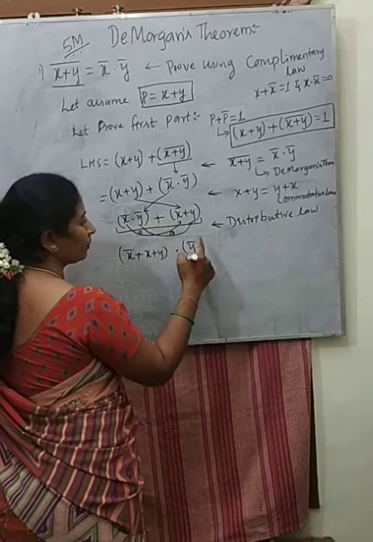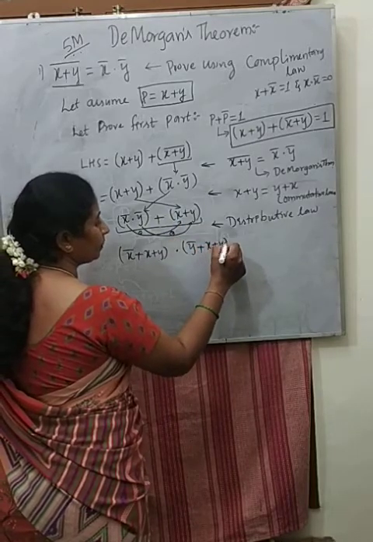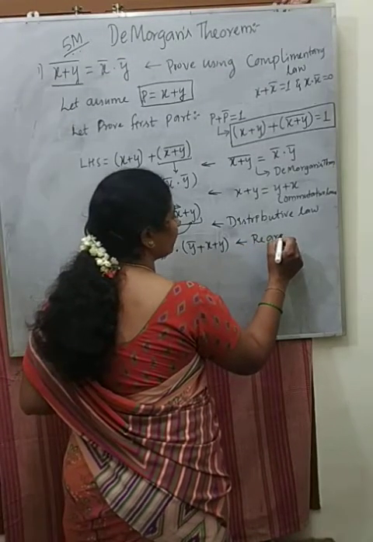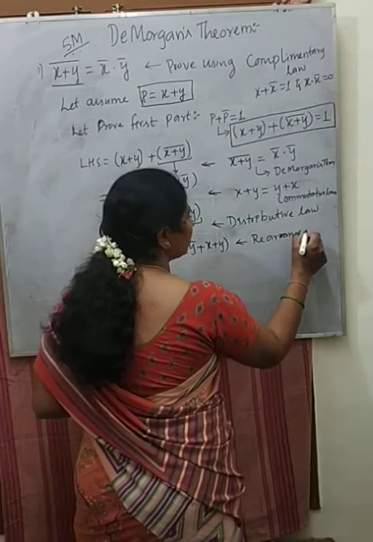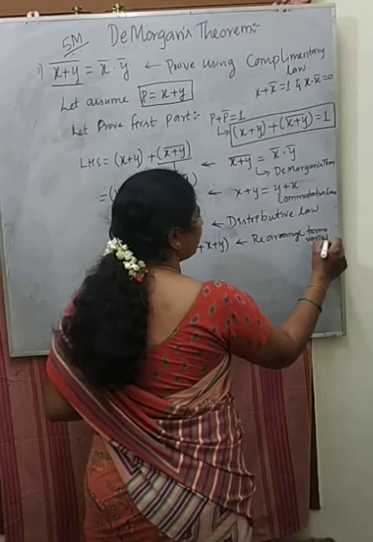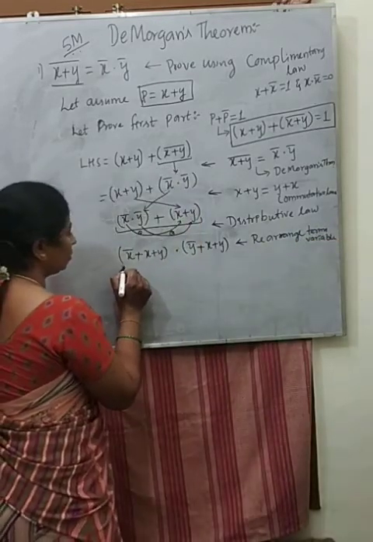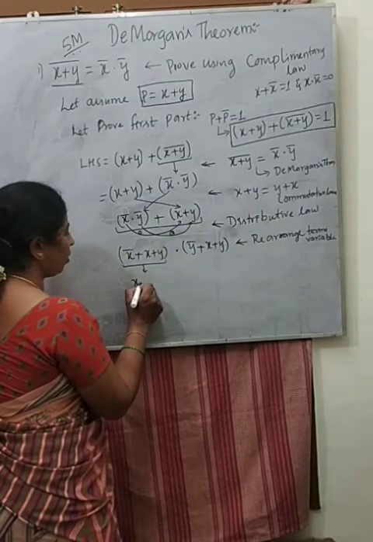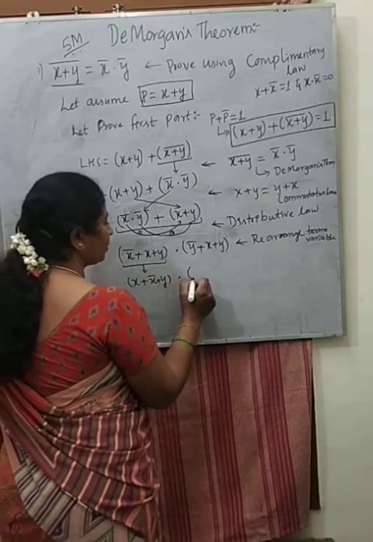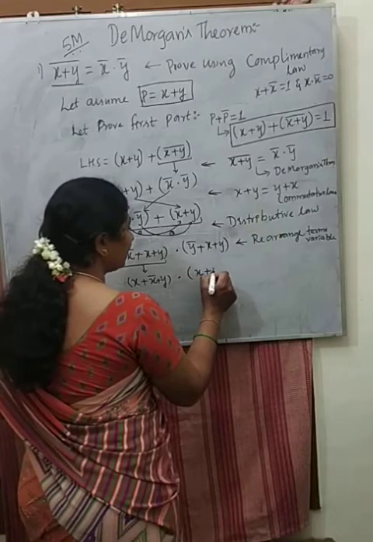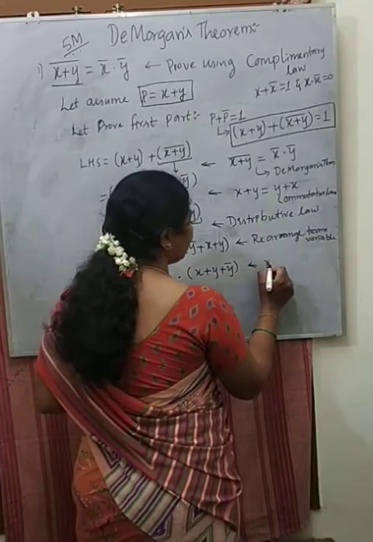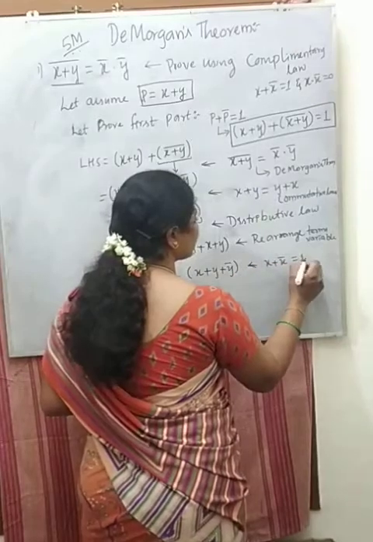Y complement plus x plus y. X plus y. Now I am rearranging the terms. Rearrange the term variables in each. So I am rearranging this in the form of x plus x complement plus y into x plus y complement. You know that x plus x complement can be written as 1.